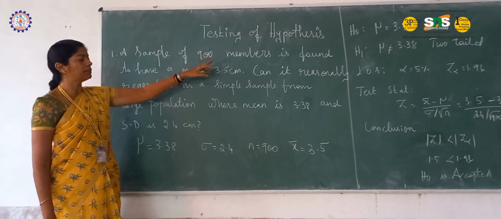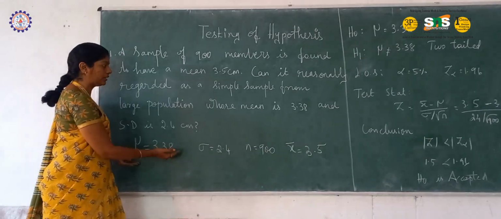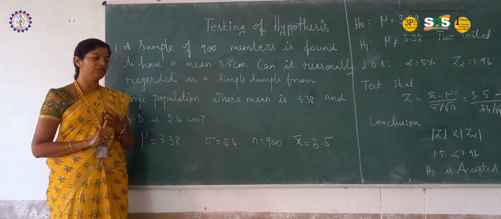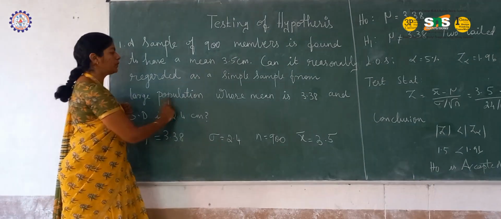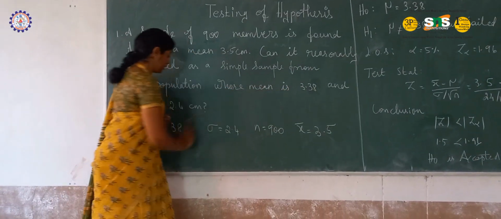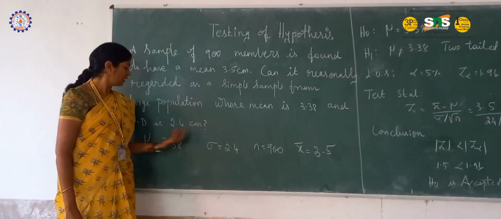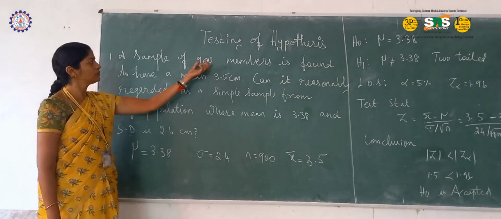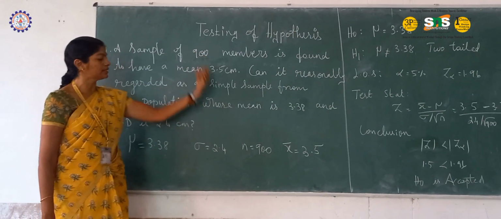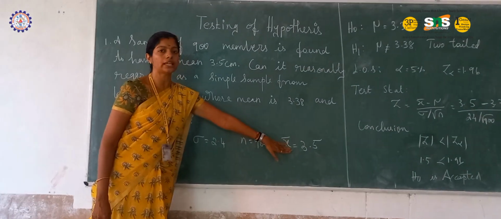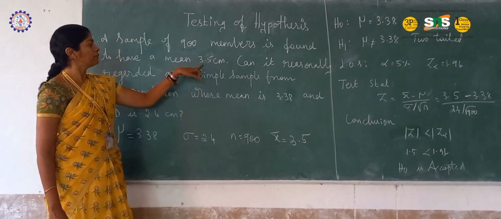For this large sample, we have certain values. We should know what is mu, what is x bar, what is standard deviation. The mu value is the population mean, 3.38. Next we should know the standard deviation, that is 2.4. Next we should know what is n. n is 900, which is greater than 30, so it is a large sample. Then we should know x bar. x bar is the sample mean, that is 3.5 cm.